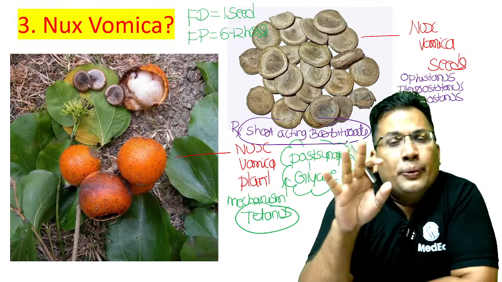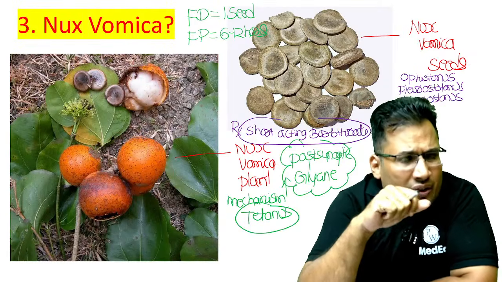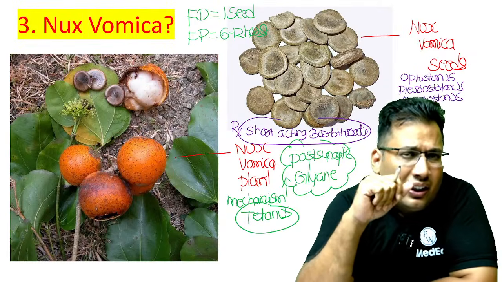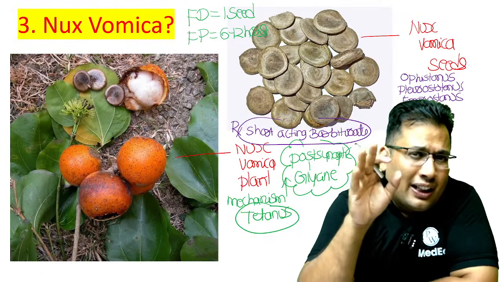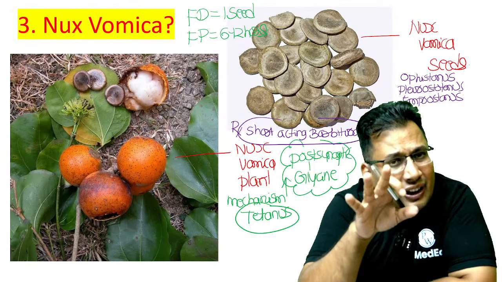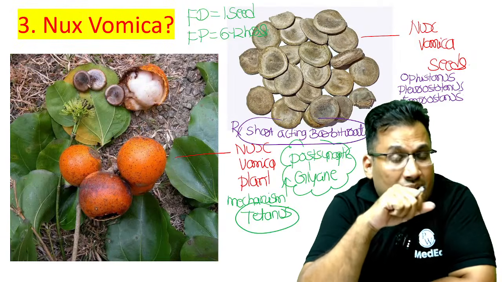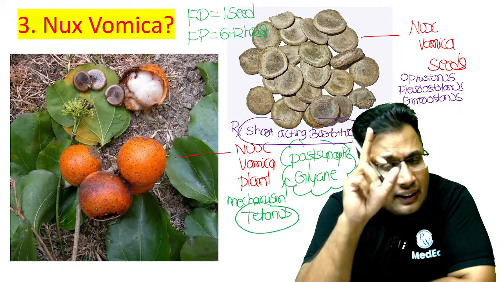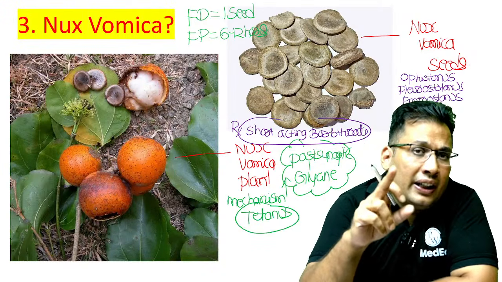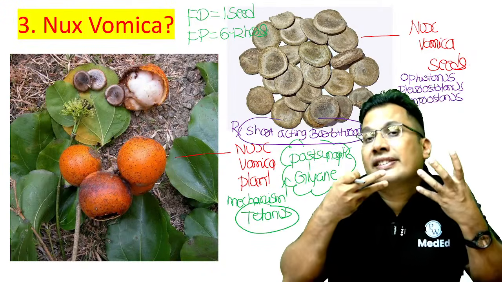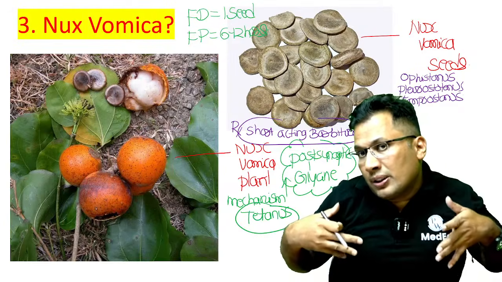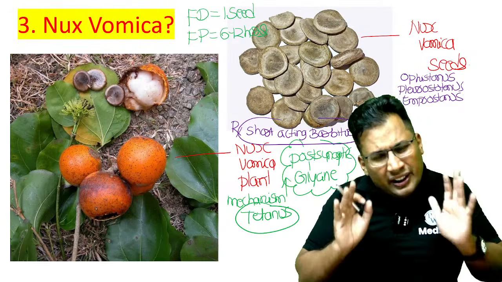The tetanus incubation period is around 7 to 10 days. It is caused by Clostridium tetani. It produces tetanospasmin and tetanolysin. So the clinical feature appears after 7 to 10 days. But Nux Vomica, 1 day. Point number 1: in tetanus, the most important finding is lockjaw. First it involves the lockjaw, then opisthotonus, pleurostotonus.